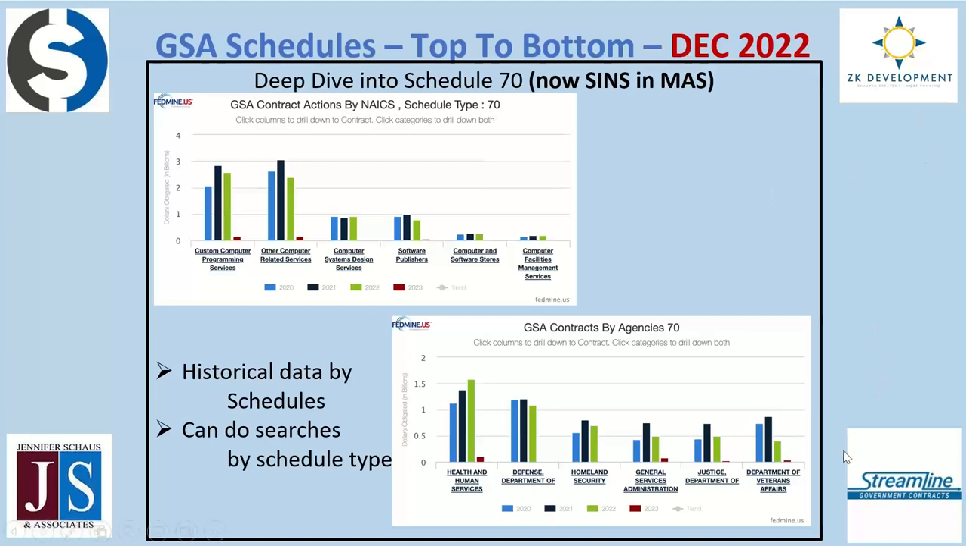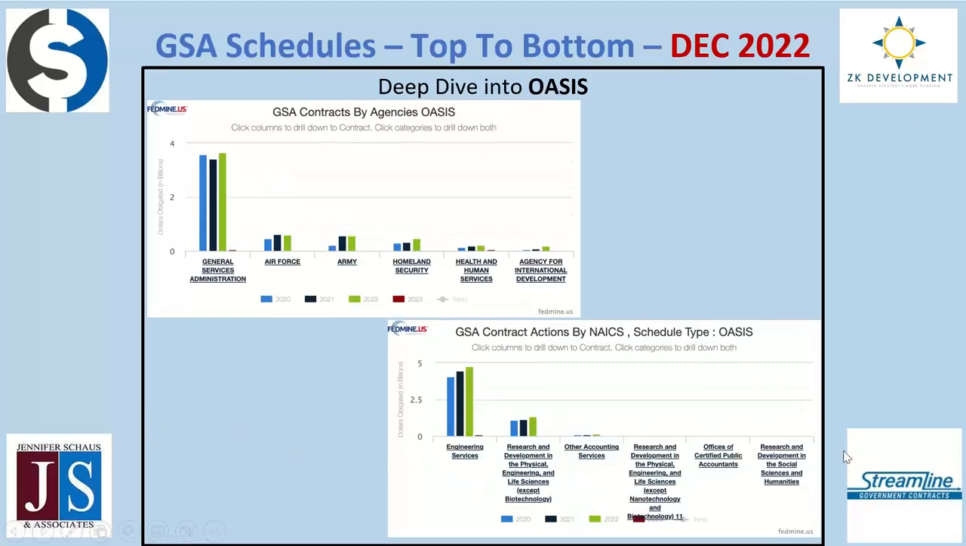On the next slide, we're going to look at a deep dive into the OASIS program. And again, I found it pretty interesting that when we look at the OASIS program as a whole, the NAICS codes being used are a little different, which is why we have all of these various GWACs. And it does have quite a lot of R&D and engineering services. So next slide, please.